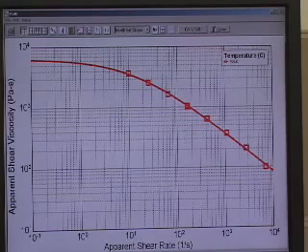Typically, if one was going to report the viscosity of a polymer, it is important to note the shear rate at which the viscosity was recorded.